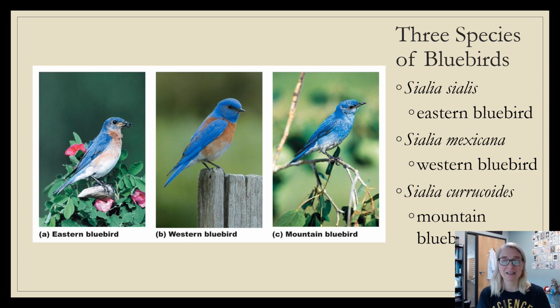bluebird would be Sialia sialis, Sialia mexicana, or Sialia currucoides. So this is where we kind of get some of those scientific-y Latin and Greek names in there. They are usually descriptive, or sometimes they're named after the people who discovered them, or maybe a location like mexicana.